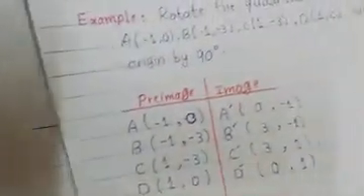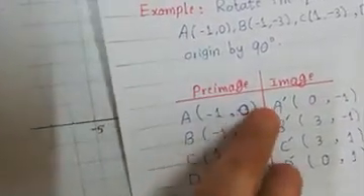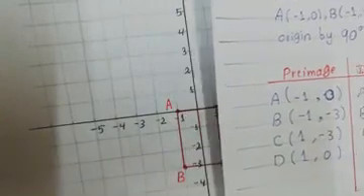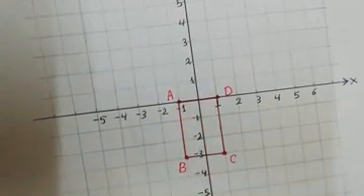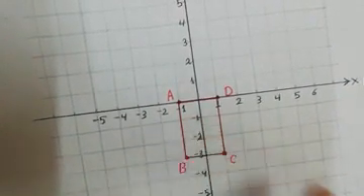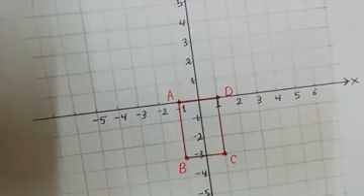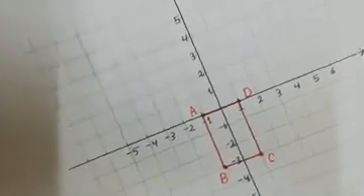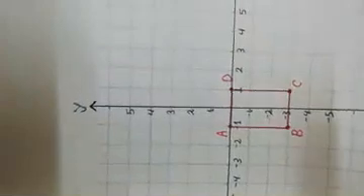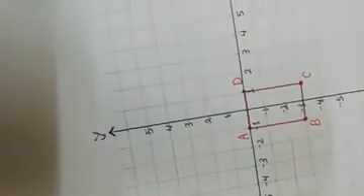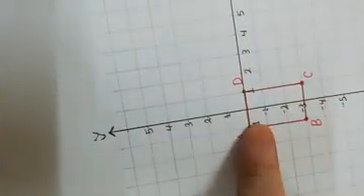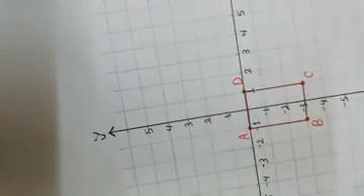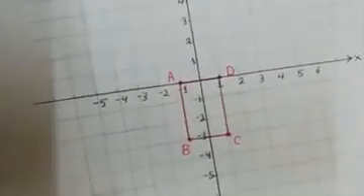Now I will draw the image after rotation about the origin. If you rotate this quadrilateral about the origin 90 degrees, I will rotate it this way. It will be like this. This is the y-axis, and this is the x-axis, and this is the image, and this is the original one. Let us draw the image.